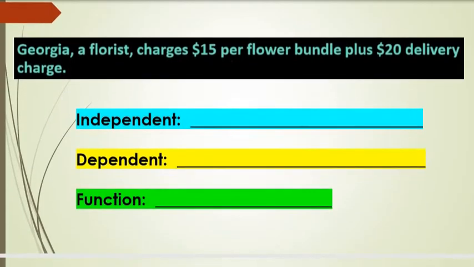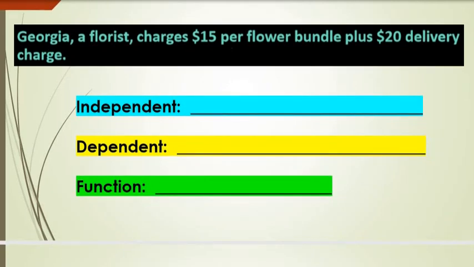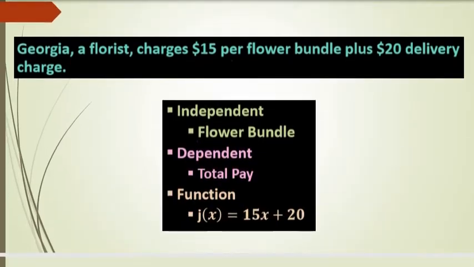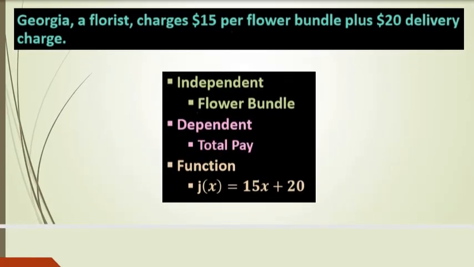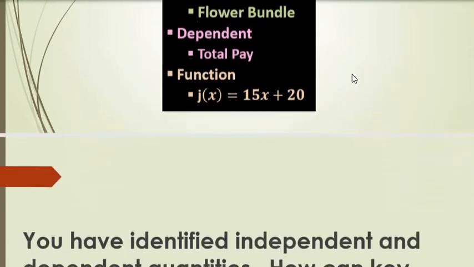In this next one, you have Georgia, who's a florist who charges $15 per flower bundle plus $20 delivery charge. Come up with the independent, dependent quantities and function, and pause me while you do so. Now, when you're looking at this, you see the independent quantity is flower bundle, total pay is your dependent, and your function is j of x equals 15x plus 20. So here's your keyword per. So 15x is what you would put down right here, plus 20. This is your function, 15x plus 20.